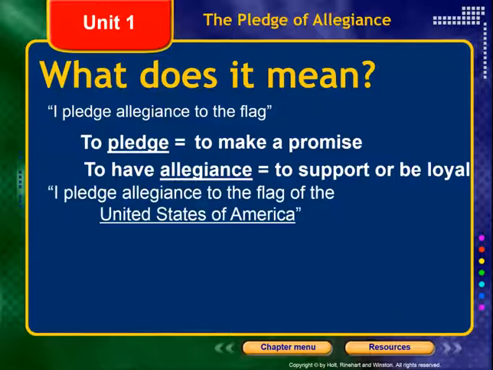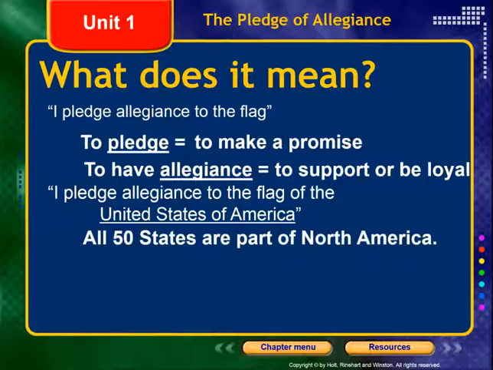And so when we have this phrase, I pledge allegiance to the flag of the United States of America, you're promising to support the flag, which is slightly misunderstood because the flag is a physical representation of the United States of America. Now, let's remember, what are we talking about here? All 50 states in our union are part of North America. So what are we doing? We're promising to be supportive of the things that our country is based on.